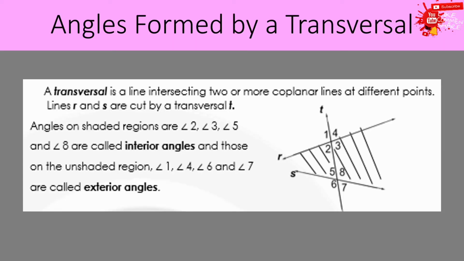Now let us start with angles formed by a transversal. So what do we mean by transversal? A transversal is a line intersecting two or more coplanar lines at different points. Lines R and S are cut by a transversal T. So this is our figure. These are two coplanar lines and this is our transversal line. So line T is our transversal line.